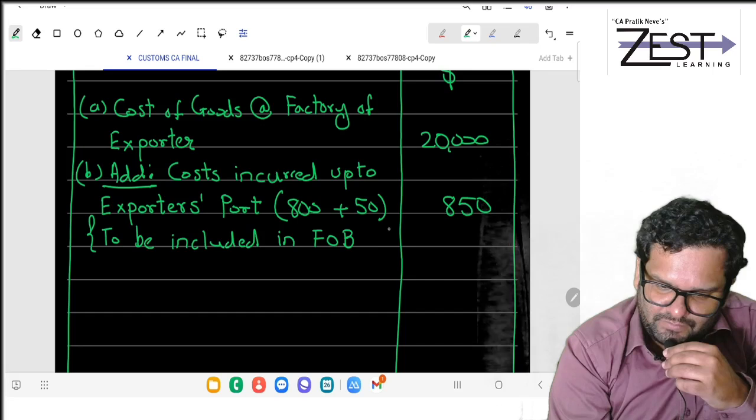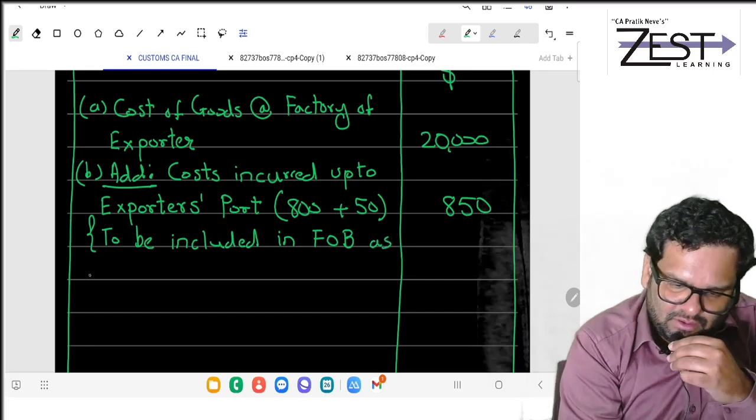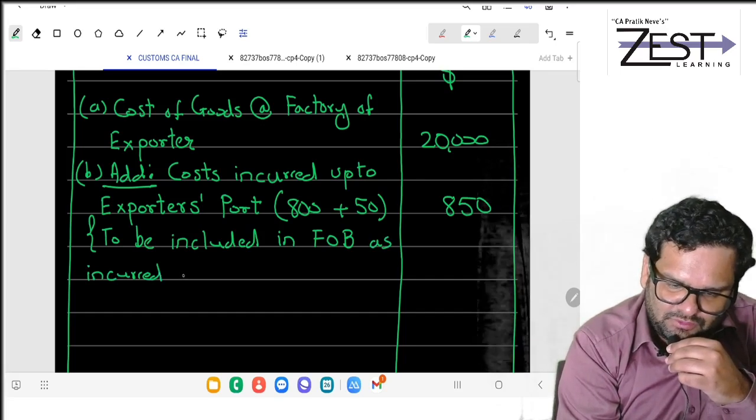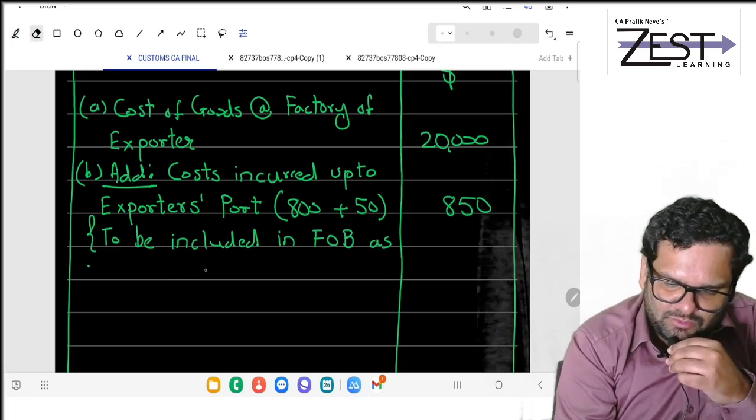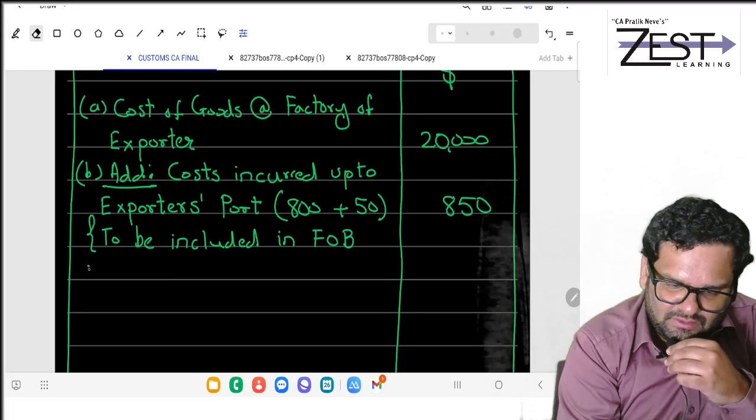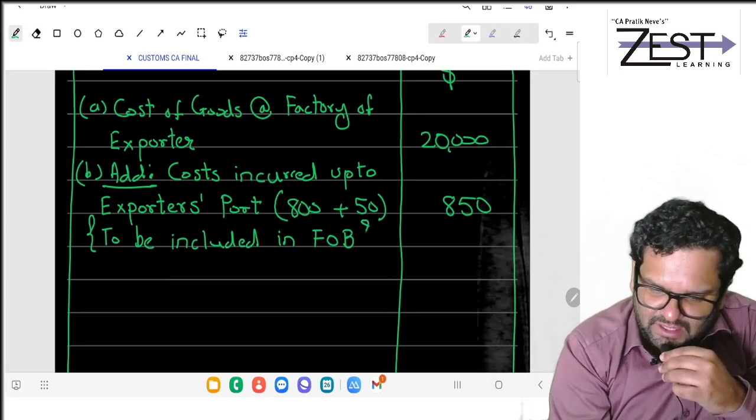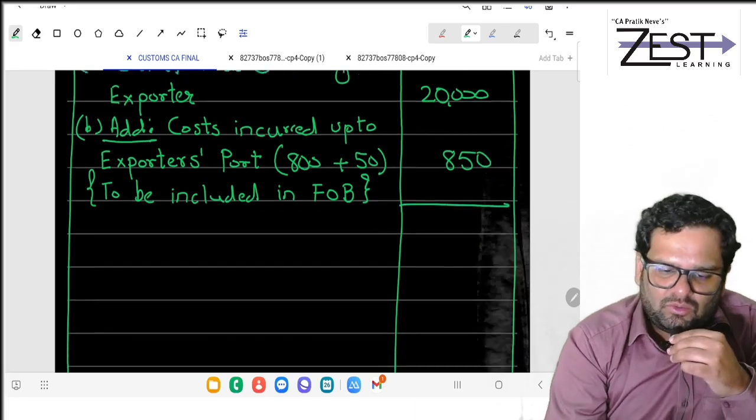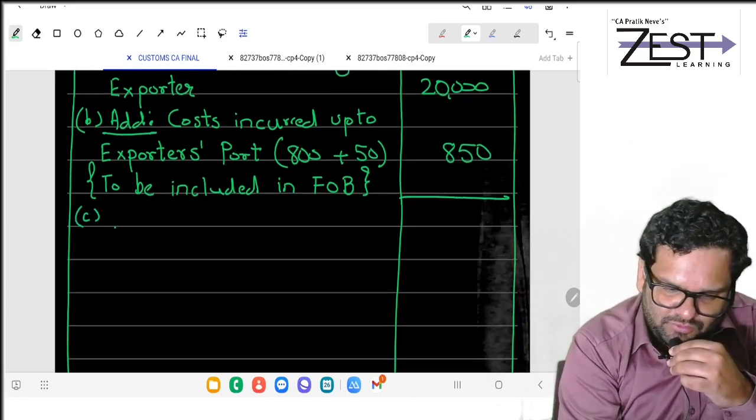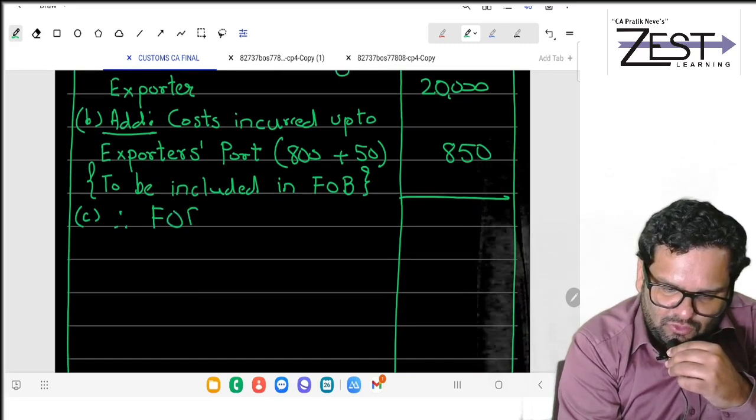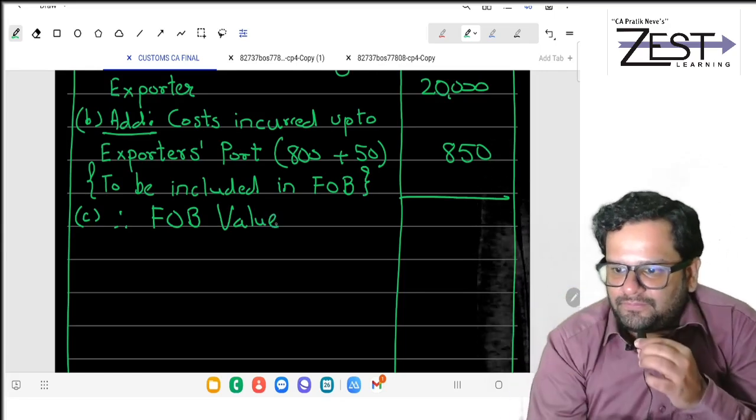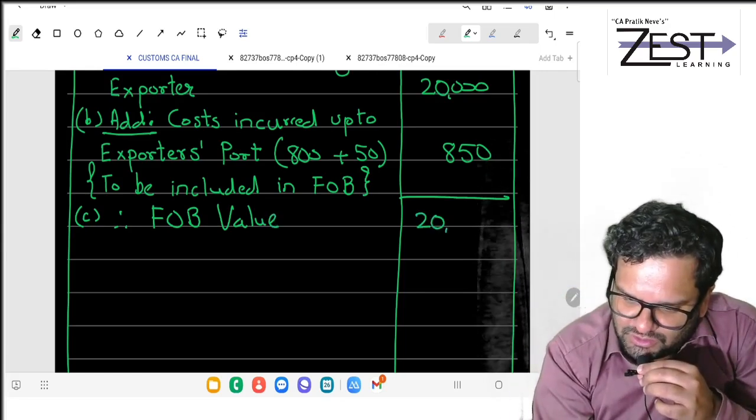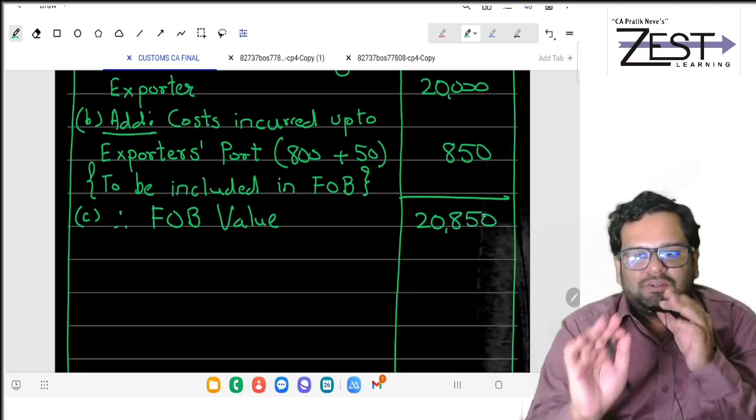As incurred up to exporter's port. Okay, anyways, you have written it already. It is to be included in FOB. That is fine. So please get FOB now. So C point will be therefore FOB value. Are you getting FOB value as 20,850, which is in dollars?